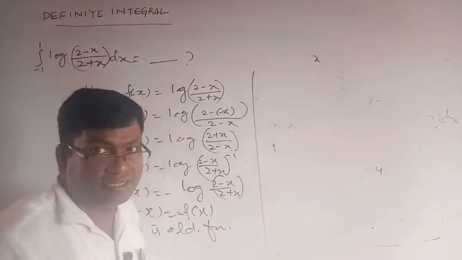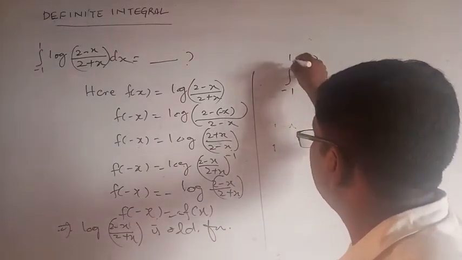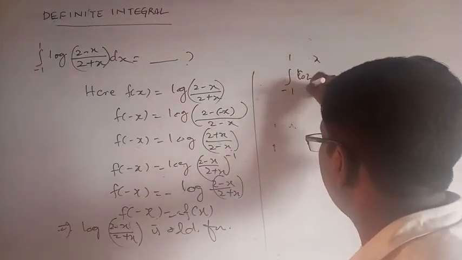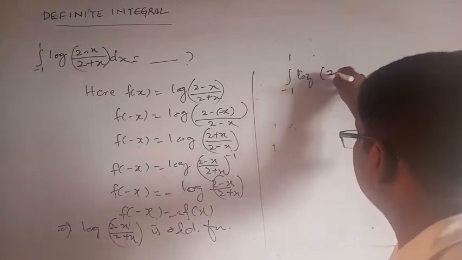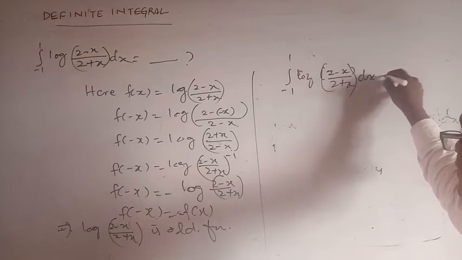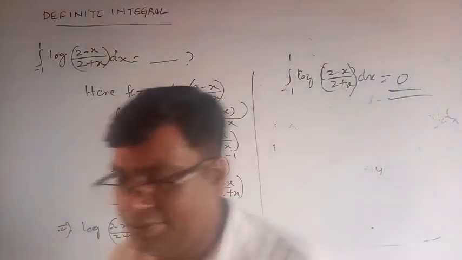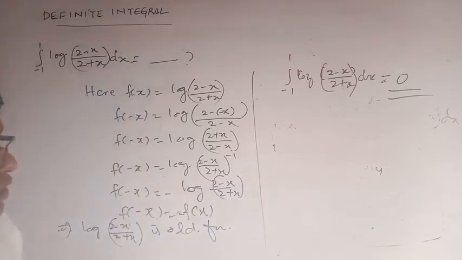Therefore the integral from minus 1 to 1 of log of (2 minus x) by (2 plus x) dx is equal to 0 according to the property. Okay, according to the property. Now another question.